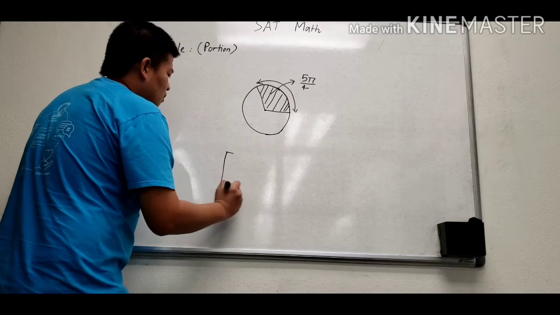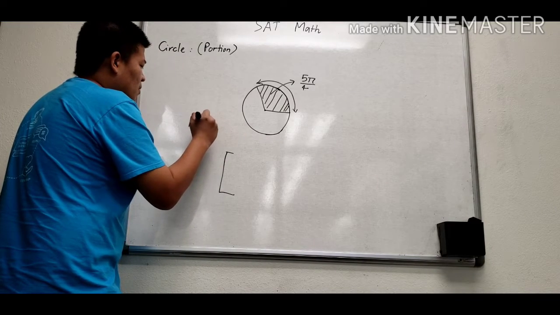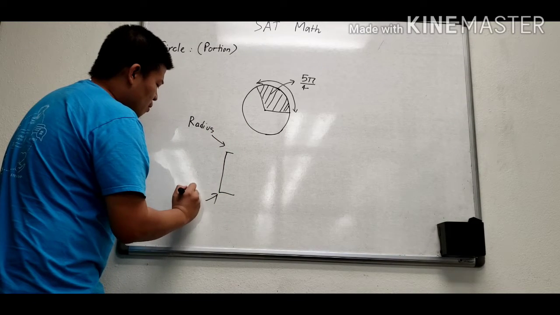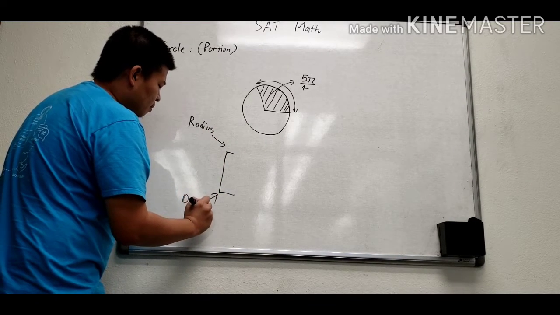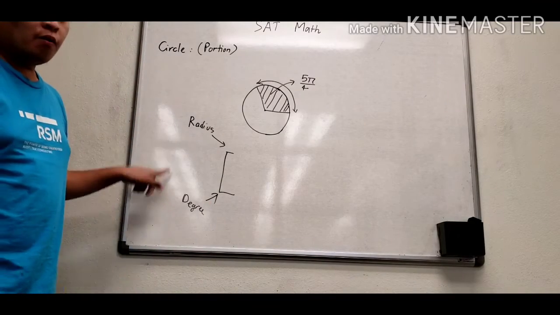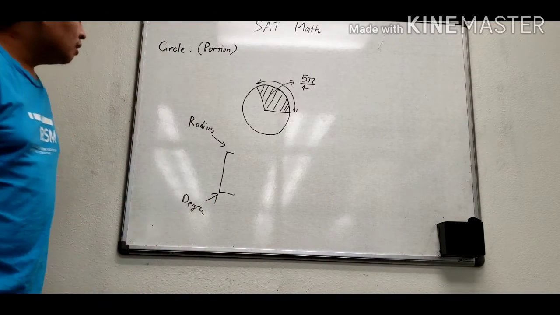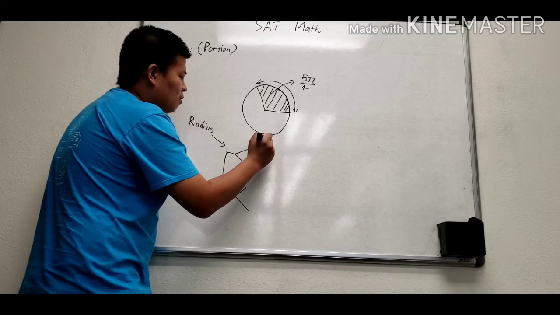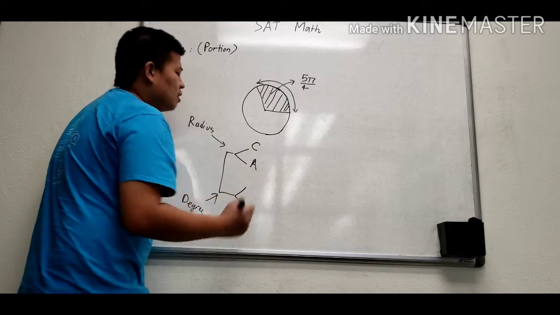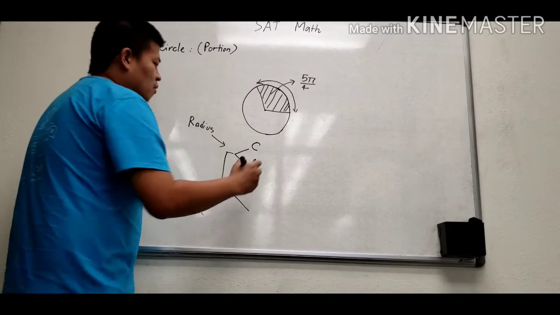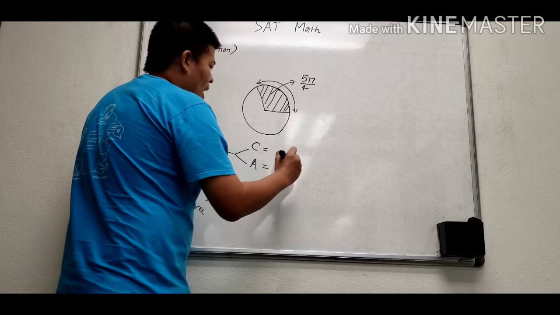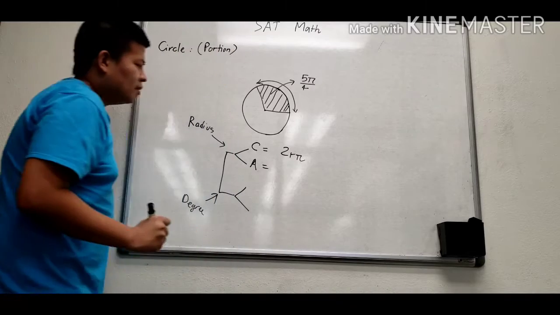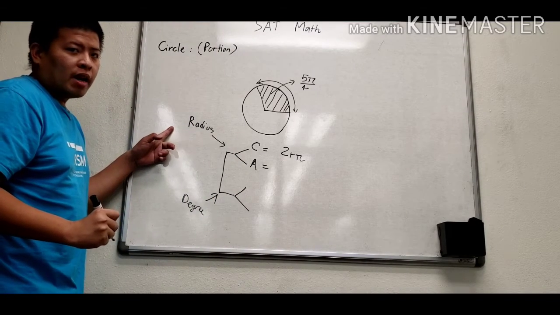There are two formulas. One if they use the radius, and another if they use the degree. So there are two types of formula you need to remember. In the radius version we have two things, the circumference and the area. For the circumference we have 2r multiplied with pi. So that's about the radius.